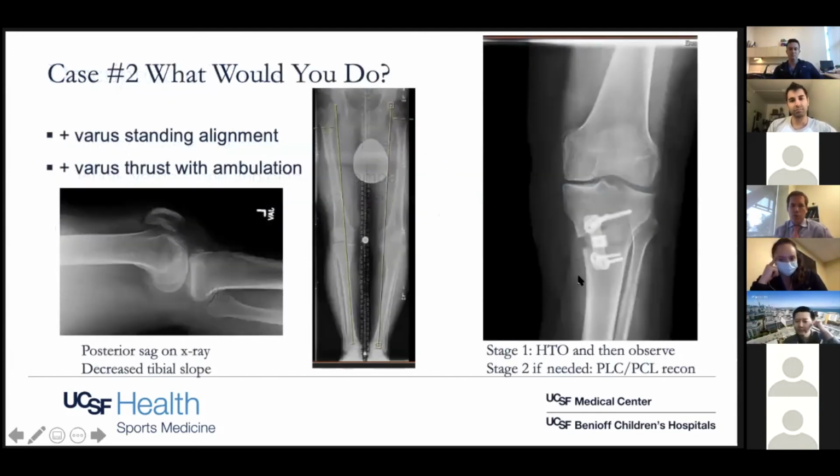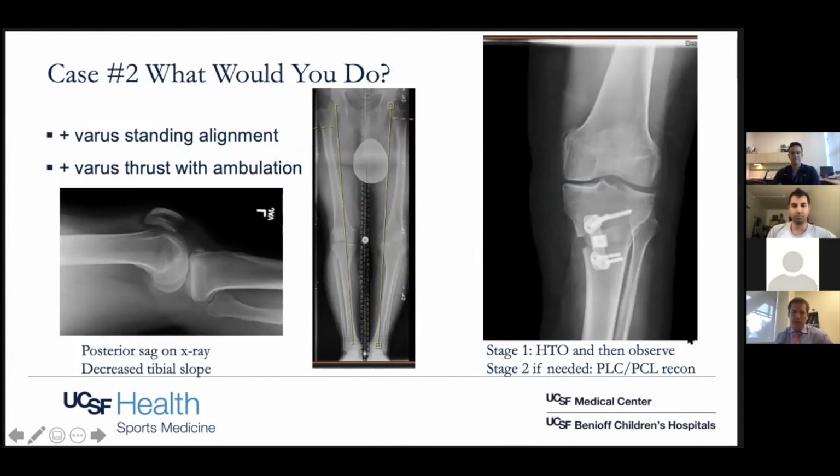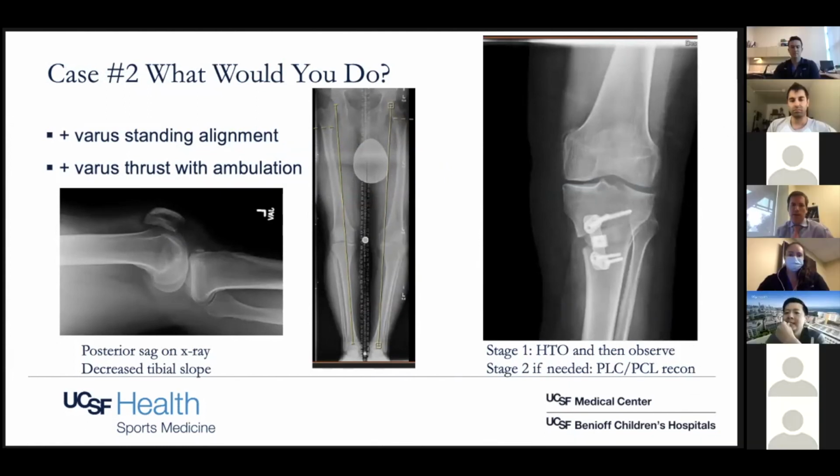And then this is one that you'll treat with an osteotomy. So this is a biplanar correction, correcting both the varus alignment and then adding in the slope, and can observe after that. Like 30 to 40% of patients will feel stable after that, not need further reconstruction. He has not needed further reconstruction, at least yet, but we'll see.